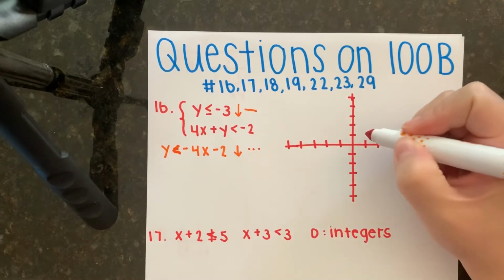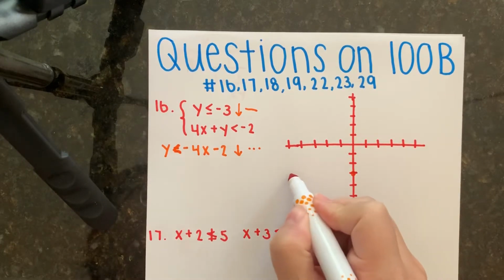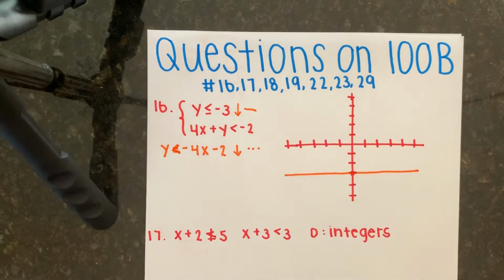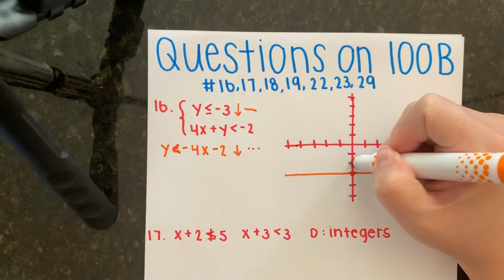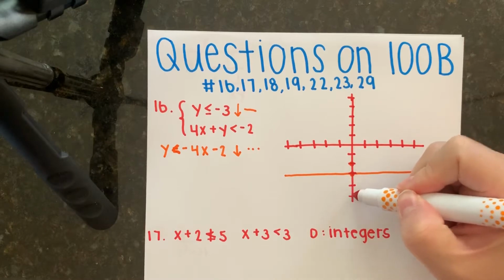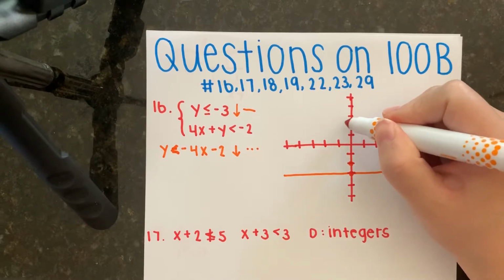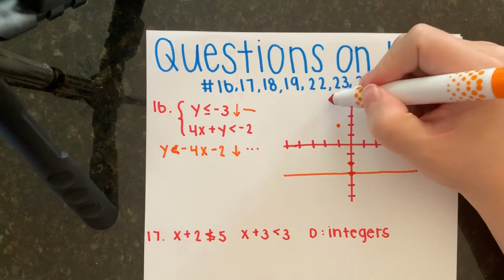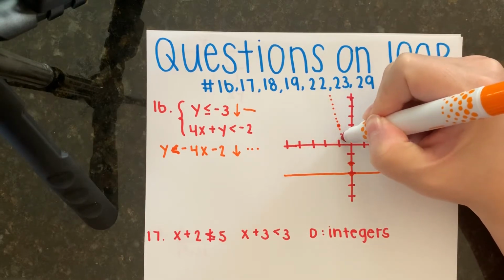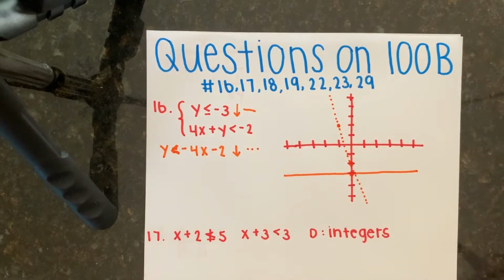So y is less than -3. Well, -3 is right here on the y-axis. We are going to draw a horizontal line through that point, and that will be that line. My second one is going to go through -2, and it's going to go down 4 over +1. 1, 2, oh, I can't go that way. I'm going to go up 4. 1, 2, 3, 4 over -1. And this is going to be your dotted line. So it should look like that.